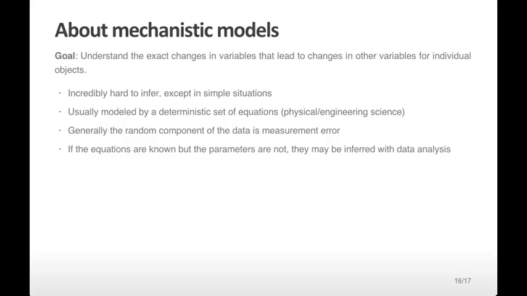It's usually modeled by a deterministic set of equations, and they often come from physical or engineering sciences rather than biological sciences or social sciences, where it's much harder to understand the exact relationships between variables. Generally, the random component of the data is measurement error in these cases. And if the equations are known but the parameters are not, we can infer the parameters with data analysis.